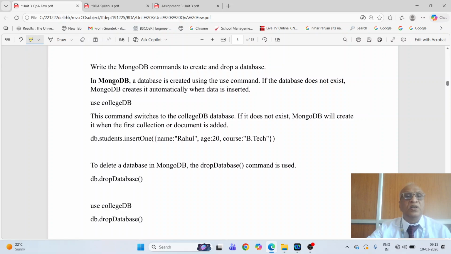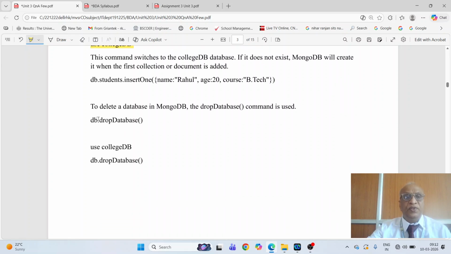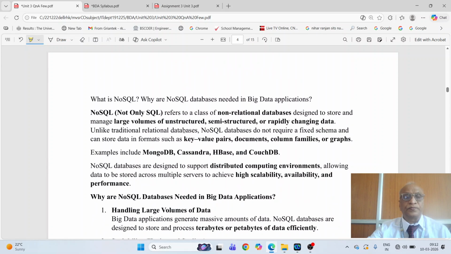Coming to the next question, MongoDB command for creating and dropping a database. For that, we'll be using the use collegedb command, and to drop a database, we'll be using dropDatabase. The next question is, what is NoSQL? Why are NoSQL databases required in big data applications?